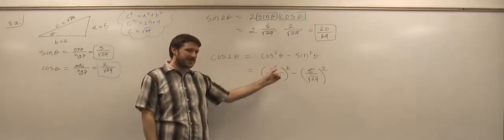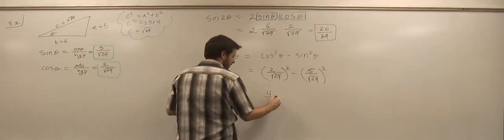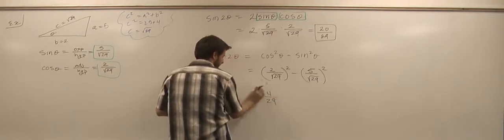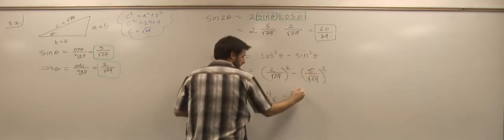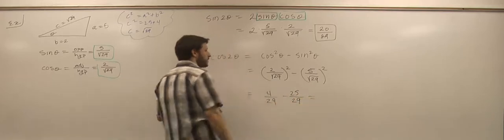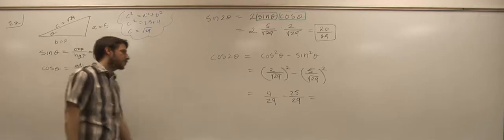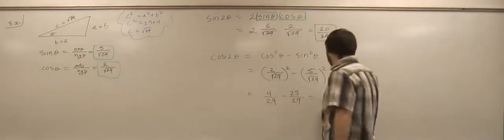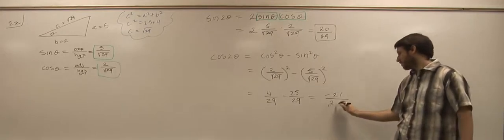So you got to do 2 times 2. You got to square the top, which is 4. And then you got to square the bottom. So 4 over 29. And then you got to do the same thing here. Square the top, square the bottom. They happen to have a common denominator, which is nice, so we can subtract them quickly. Negative 21 over 29.